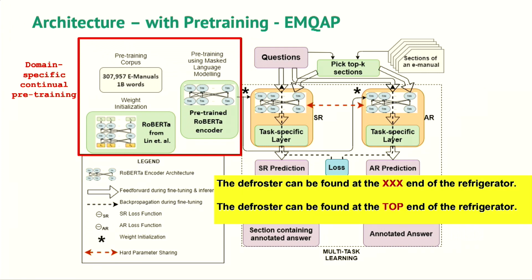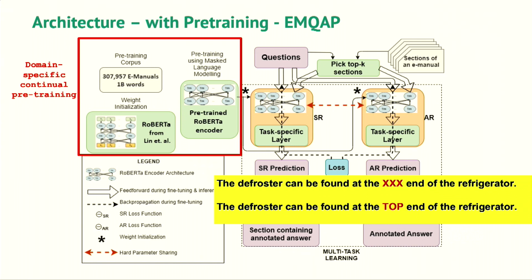For example, the defroster can be found at the XX end of the refrigerator. The defroster can be found at the top end. Because we are masking one word, that's why it is called a masked language model. Anybody has any question?